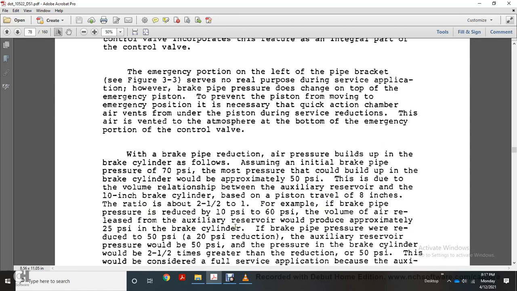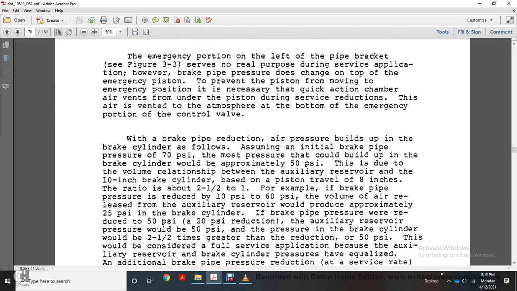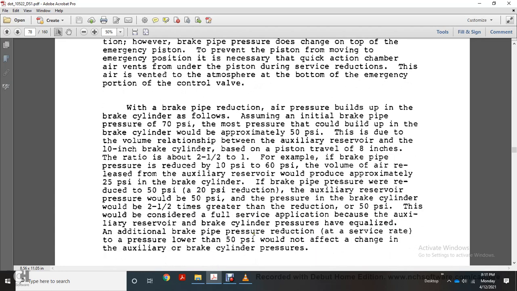If the brake pipe pressure were reduced to 50 psi, a 20 psi reduction, the auxiliary reservoir pressure would be 50 psi, and the pressure in the brake cylinder would be 2.5 times greater than the reduction of 50 psi. This would be considered a full service application because the auxiliary reservoir and brake cylinder pressures have equalized. Additional brake pipe pressure reduction at service rate, lower than 50 psi, would not change the auxiliary reservoir and brake cylinder pressure.